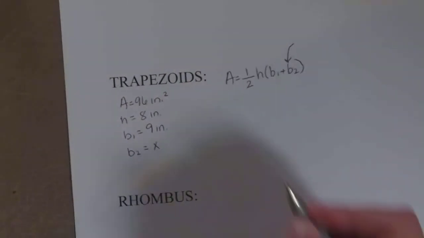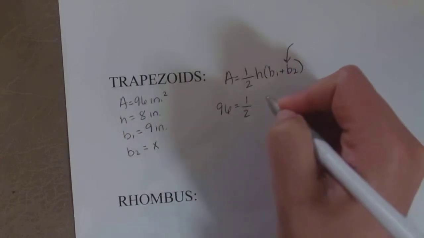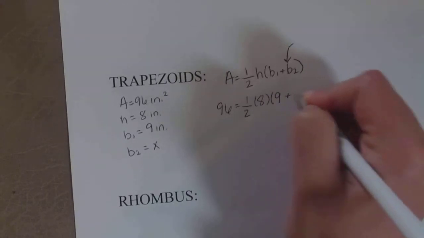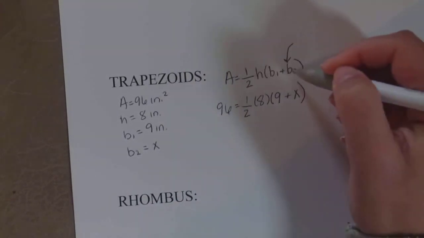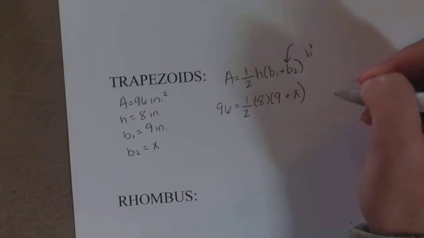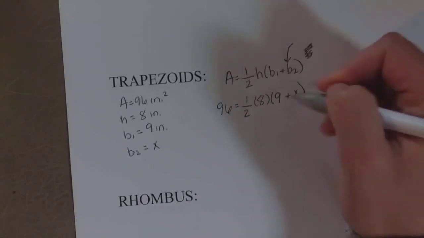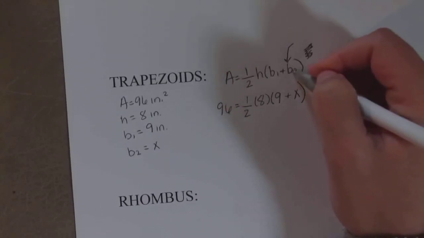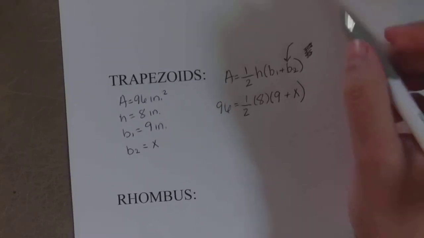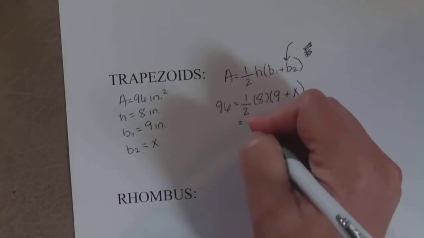Okay, so we are going to be solving for this guy right there. So I have the area, which is 96, equals half. The height is 8. Base 1 is 9. I'm just going to make that x. Sometimes kids start writing this, like the 2 here starts inching up, and before they know it, they're writing it as b squared. And that, of course, just messes up their equation. So you can write it as b2, but just keep the 2 as the subscript, right? Sub means under, okay?